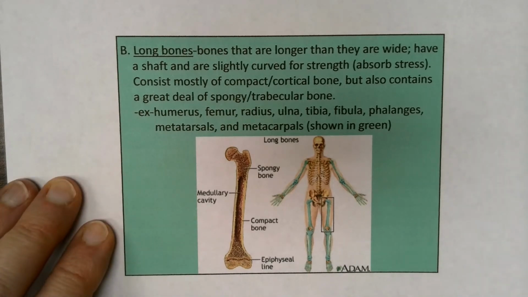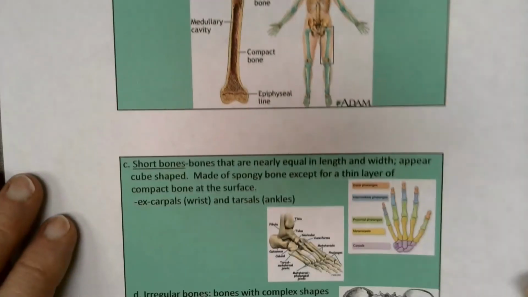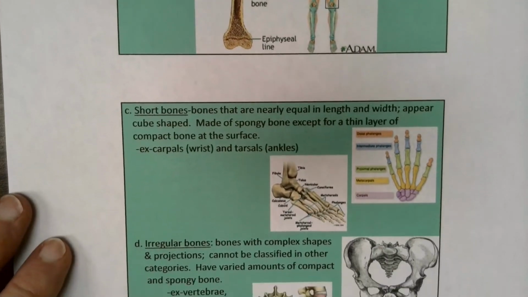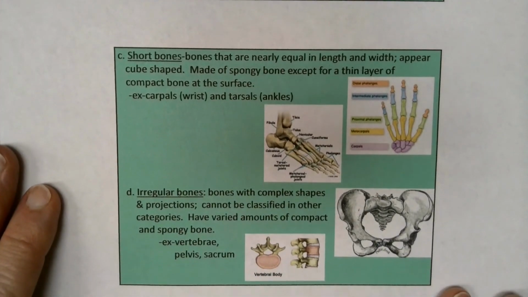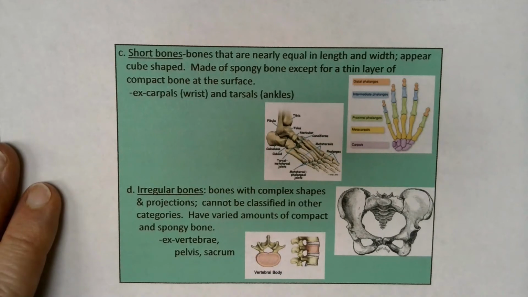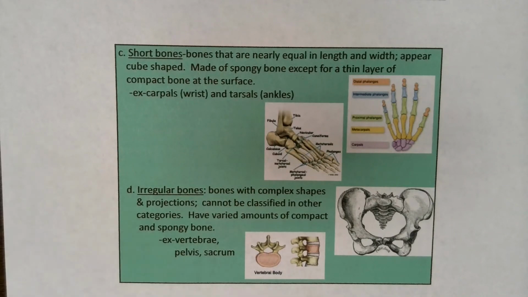The next category is short bones. So these are bones that are, as it says there, hang on, let me slide this in, nearly equal in length and width. So they often appear to be essentially cube-shaped, kind of square. And I say that, but they basically are not really very square in the grand scheme of things.